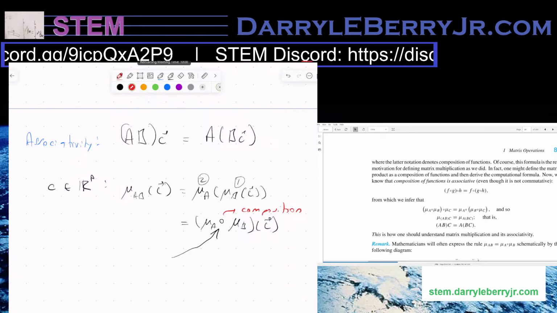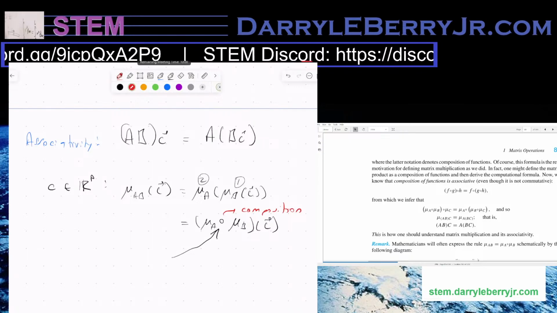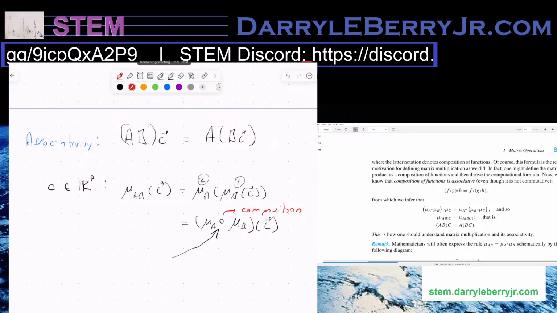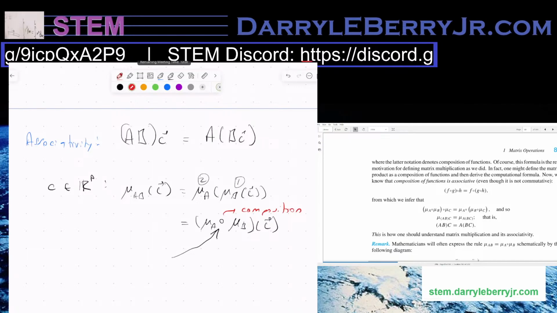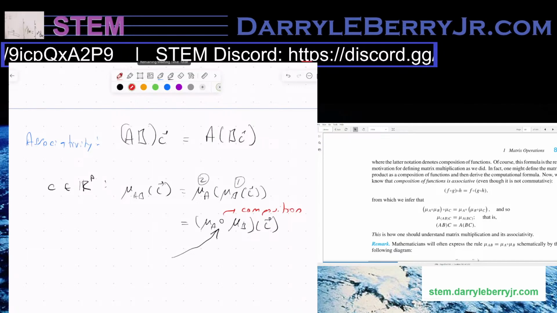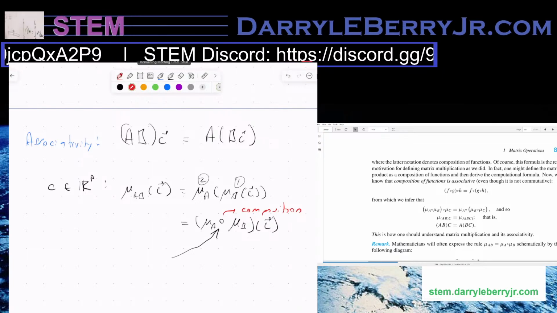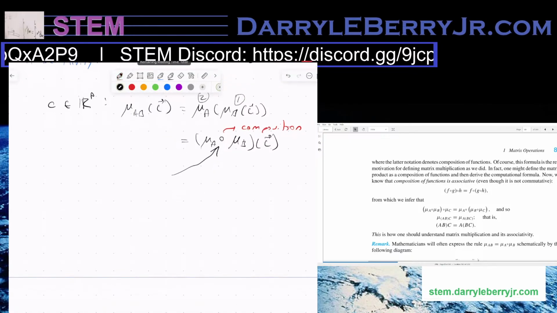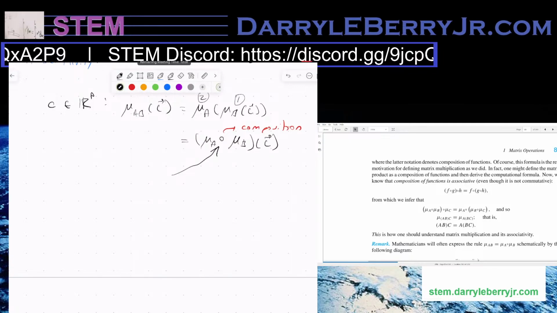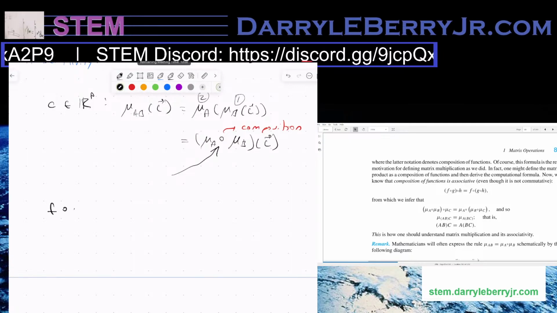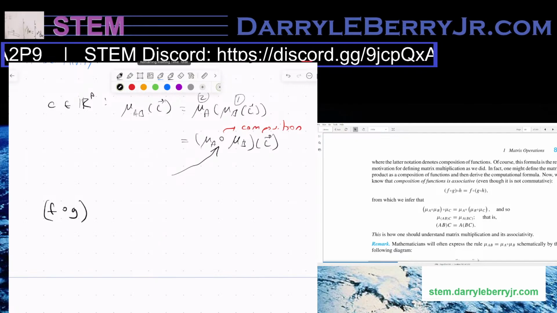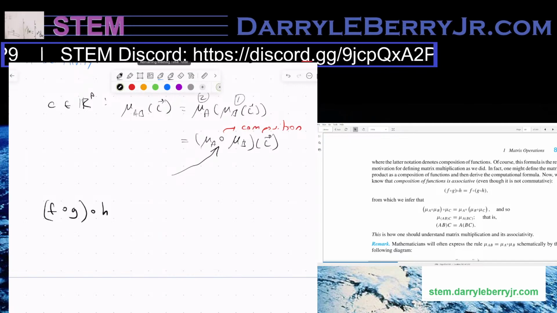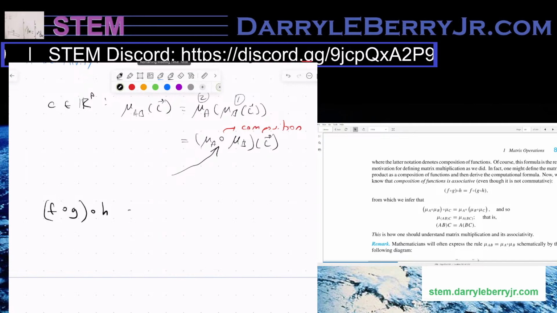Of course, this formula is the real motivation for defining matrix multiplication as we did. In fact, one might define the matrix product as a composition of functions and then derive the computational formula. Now we know that composition of functions is associative, even though it is not commutative. So for F, G, you do G, then you do F, and then both of those do H.